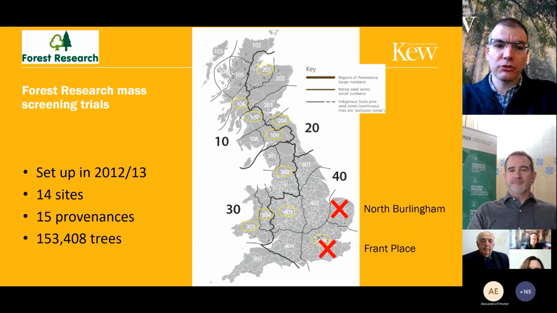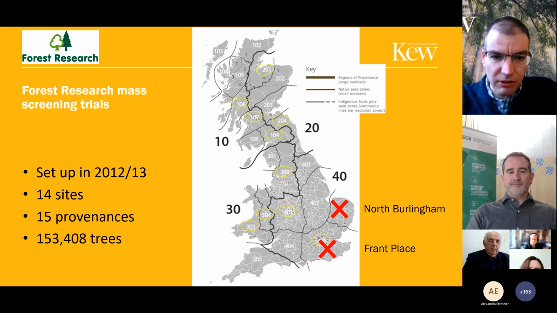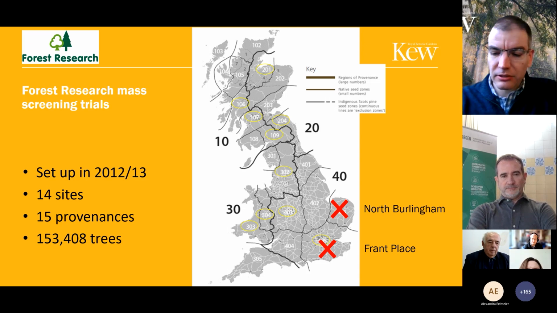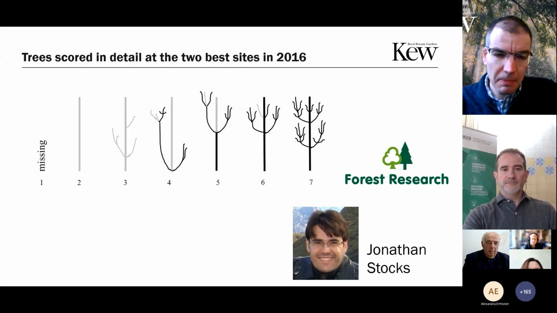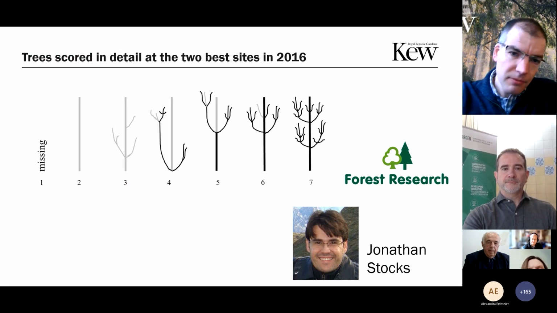This work was based on trials set up by Forest Research. They took ash saplings from nurseries in the UK and planted the trees in sites in the southeast of England where they would be exposed to the Ash Dieback fungus. We then scored the trees with a system devised by our colleagues in Lithuania.